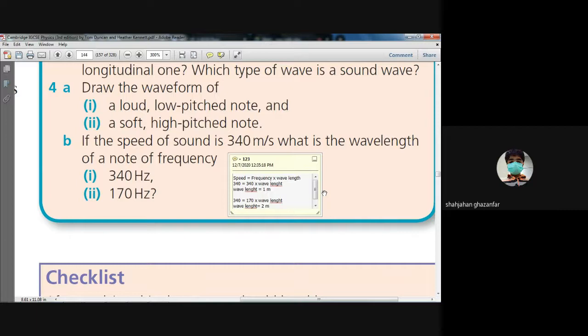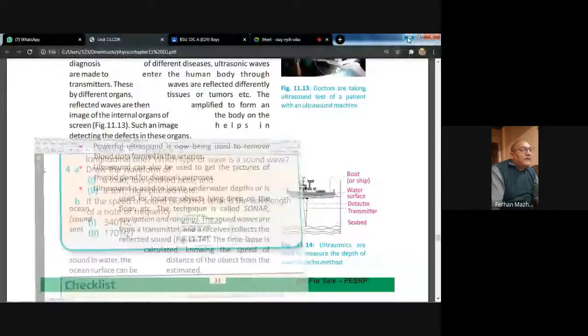Yes, sir. Okay. So in the chapter of sound, the numericals which are related with the echo and the numericals which are related with the ultrasound are very important. We will do another session on the numericals related with the ultrasound, and then you will be good to go to do the practice of the past paper related with the sound. So I think it's enough for today, and I hope that everything is clear.